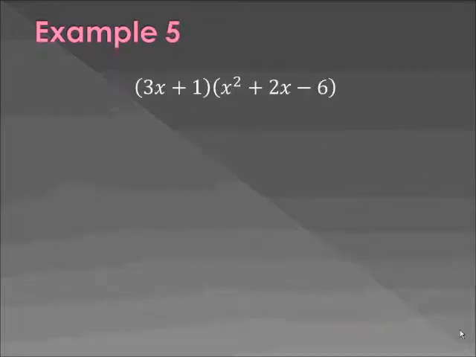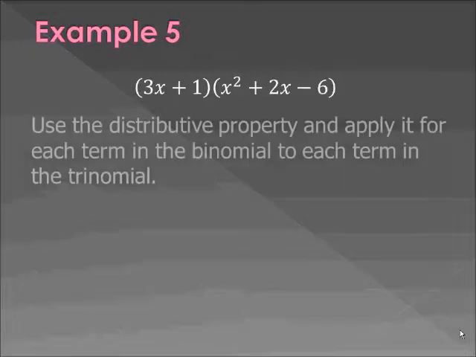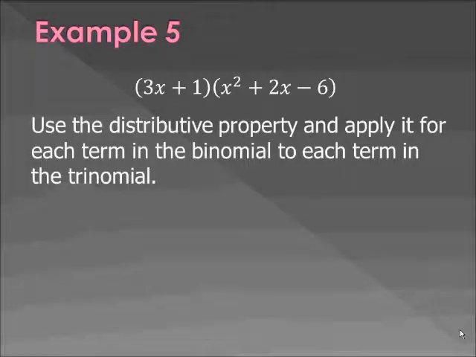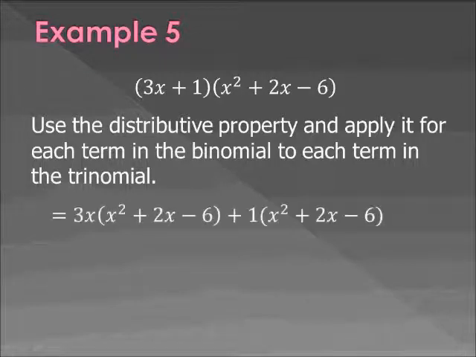Let's go to example 5. We have (3x + 1) times the quantity (x squared + 2x - 6). This is going to be a little more involved. We have to use the distributive property and apply it for each term in the binomial to each term in the trinomial. What you're basically doing is a FOIL-like process without actually drawing the lines in between. Now you can do this. You can draw a line from 3x to x squared to 2x to negative 6 and do the same for 1. But what you're really doing is just using the distributive property.